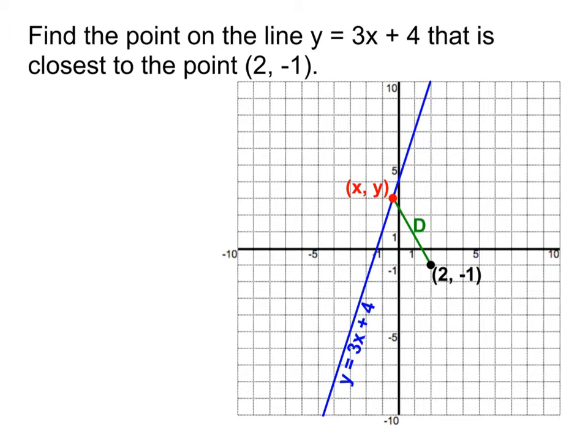In order to do so, we want to minimize the distance between the line and the point, which means we can actually write an equation for distance. So we're going to start by doing that. We're going to write an equation for the distance between the point and the line.